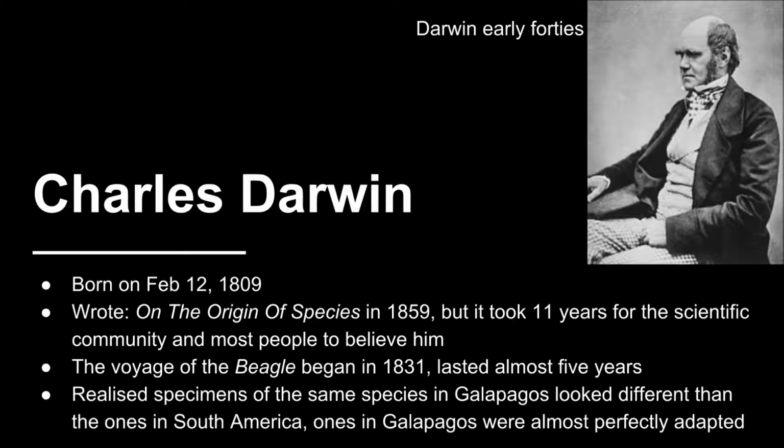Charles Darwin was born on February 12, 1809. Even though he published on the origin of species in the year 1859, it actually took 11 years for the scientific community and most people to believe him.